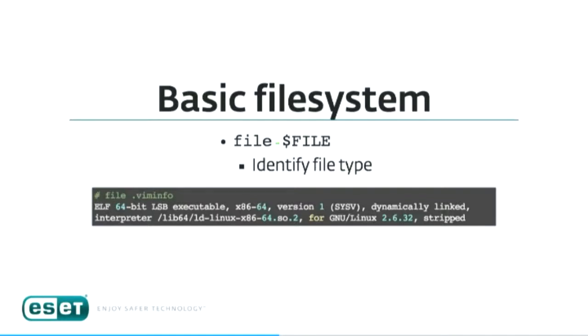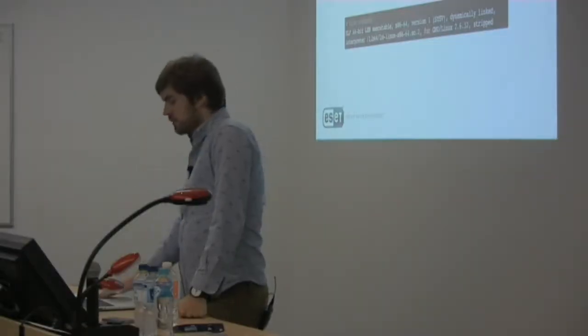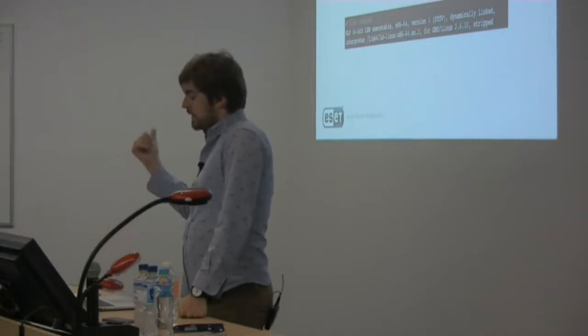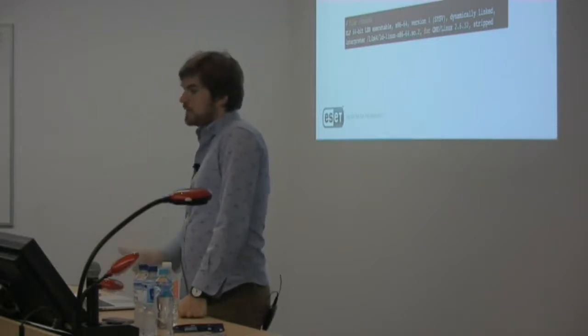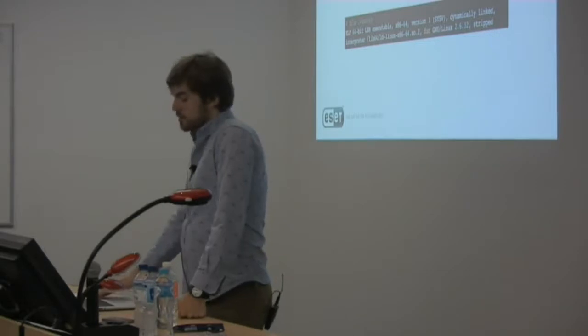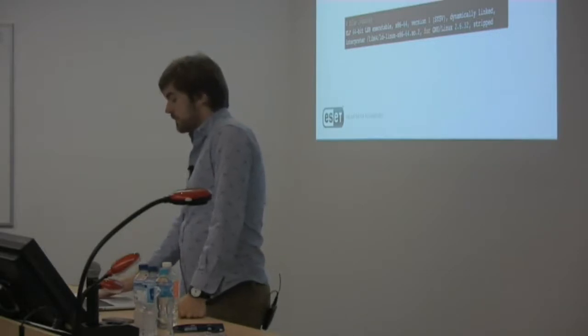If you want to identify the files that are on the system, for example, to assess that .bash_history is a text file, you can use file. File is good to identify the different files. So here we have a file that's called .viminfo, but is actually an executable binary, which is quite strange.